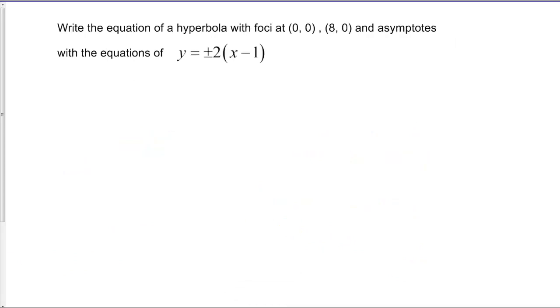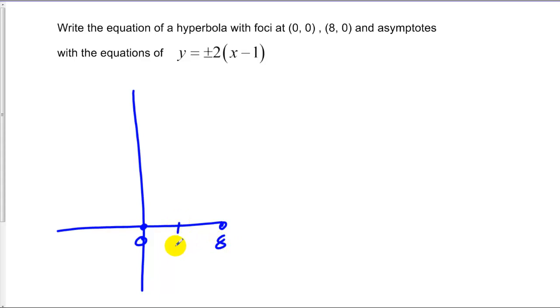Let's go ahead and do one more. I'm going to write the equation of a hyperbola with the foci at 0, 0 and 8, 0 and asymptotes plus or minus 2 times the quantity of x minus 1 is equal to y. So let's go ahead and do that. Here's 0, 0, 8, 0, which means at 4, 0 I have a center.